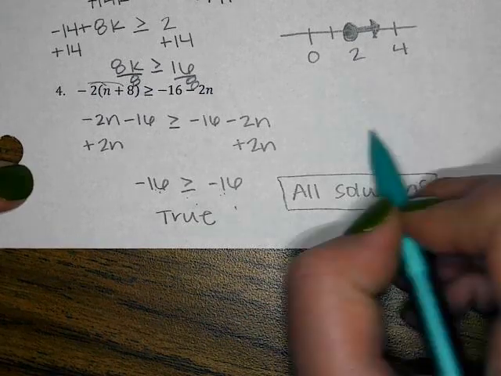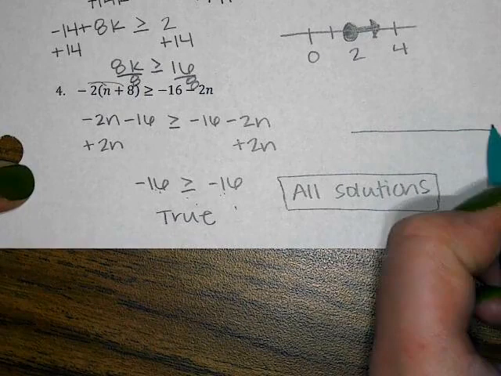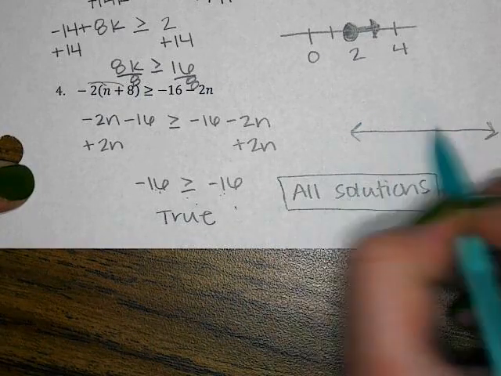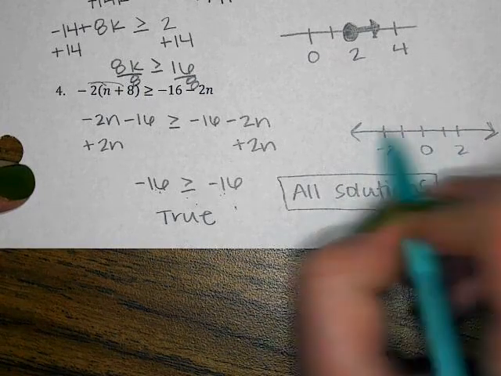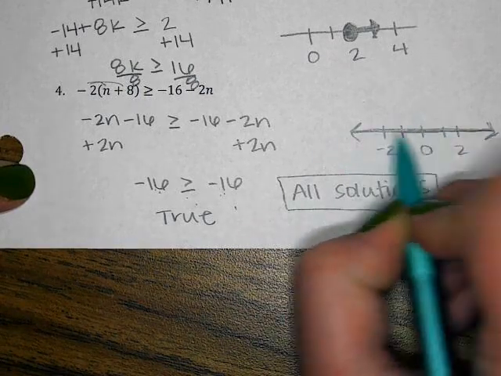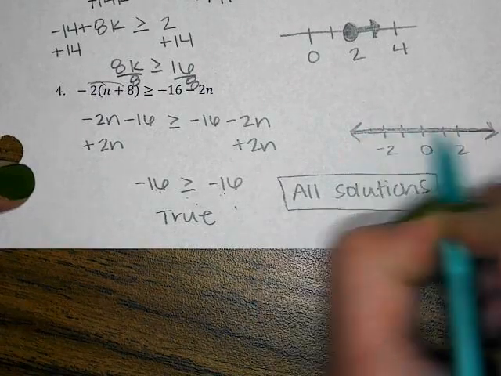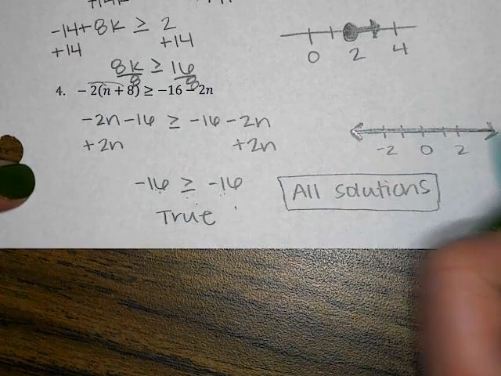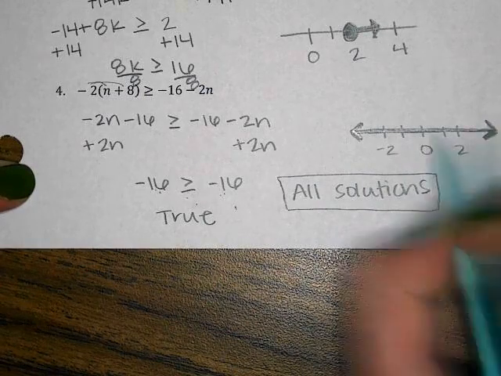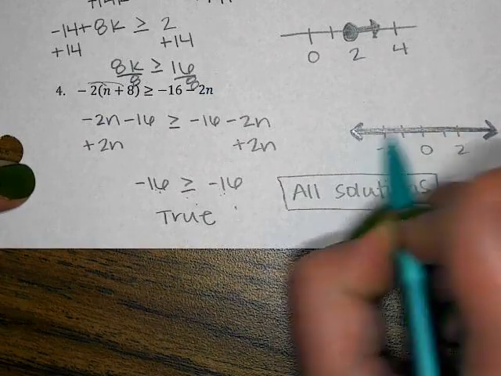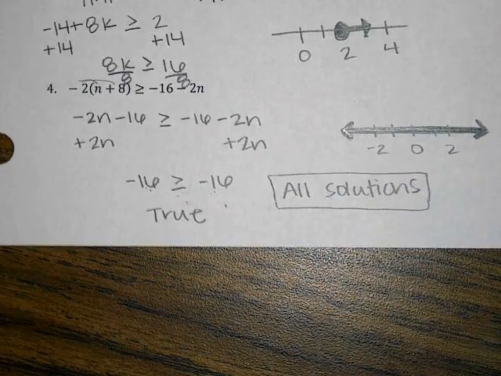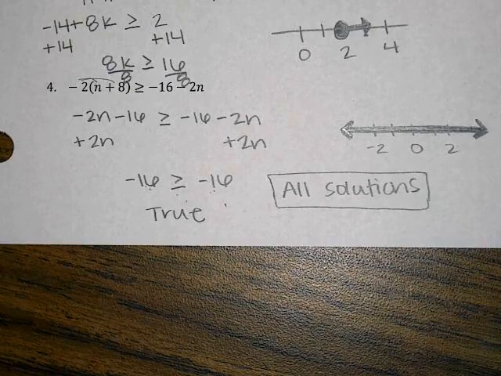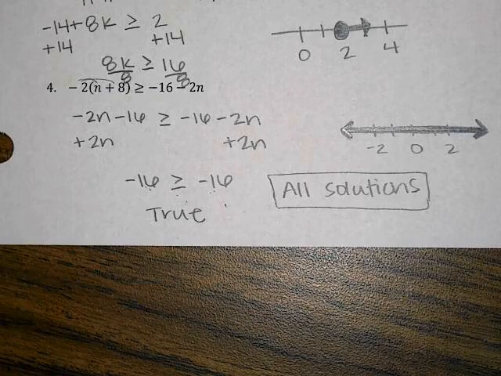So if we have an all solutions answer, negative 2, 2, we're going to want this whole thing to be dark. Make the whole thing dark. You can put a dot on there if you want to have a dot somewhere, but you don't need to because there's not one specific answer that we're looking at. So the whole thing's going to be dark. And then if we had no solutions as an answer, you would just have a number line with nothing on it. Does that make sense? Okay.